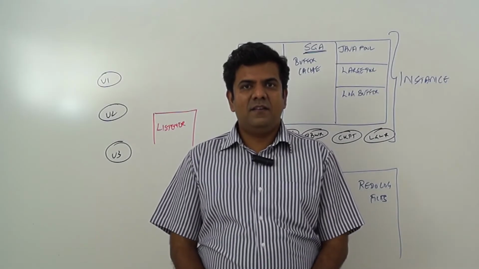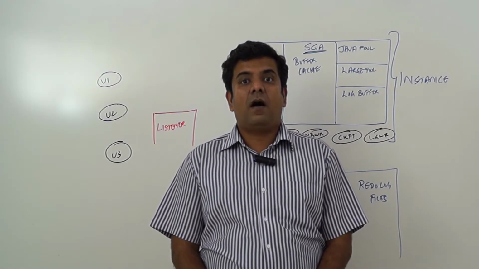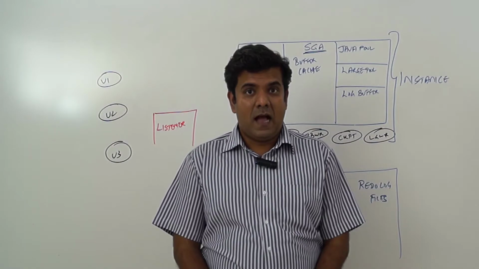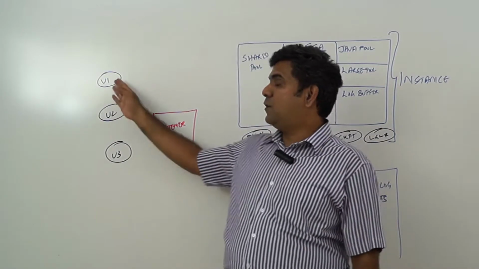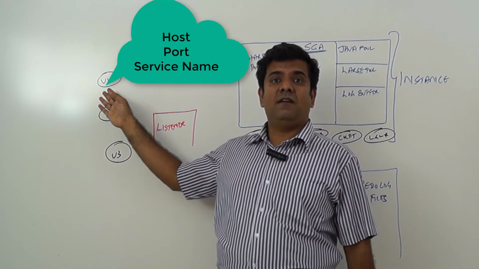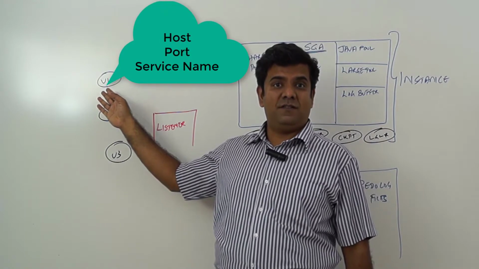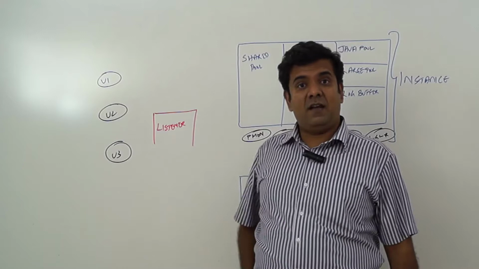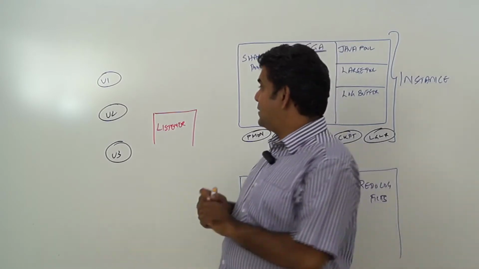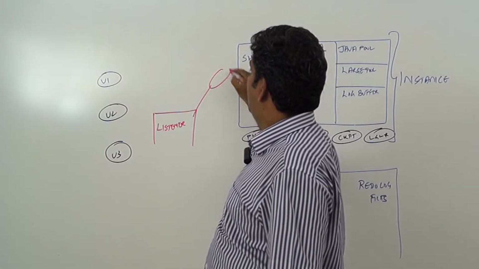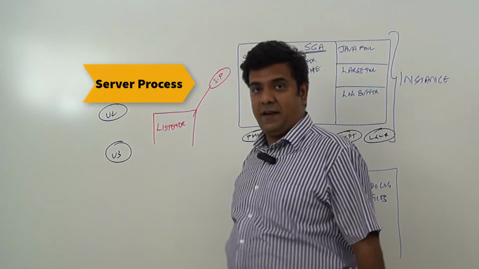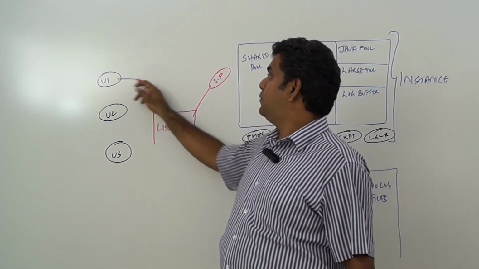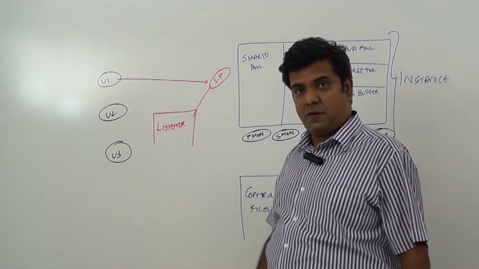Hi, in this video we're going to see about connection processing. I've already told you whenever a user wants to connect, typically you give the host, port, service name or instance name, and the connection request reaches the listener. And whenever a connection request reaches the listener, it's going to result in a server process being created, and thereafter the user talks to the server process.